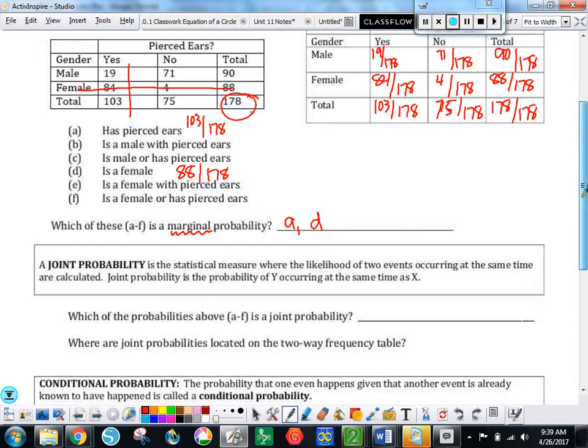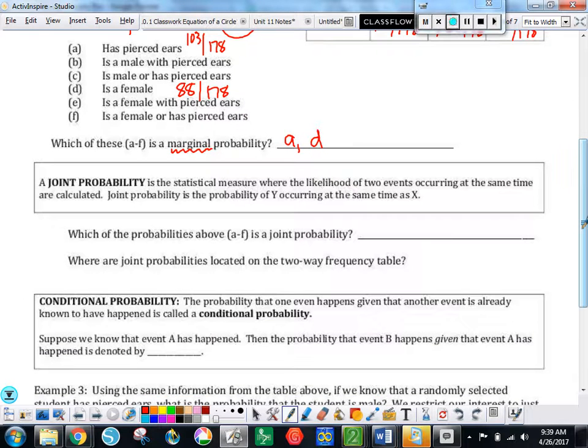A joint probability is the statistical measure where the likelihood of 2 events occurring at the same time is calculated. Joint probability is the probability of Y occurring at the same time as X. So basically this means you are looking at 2 variables. So if it's not a marginal probability, it's a joint probability.